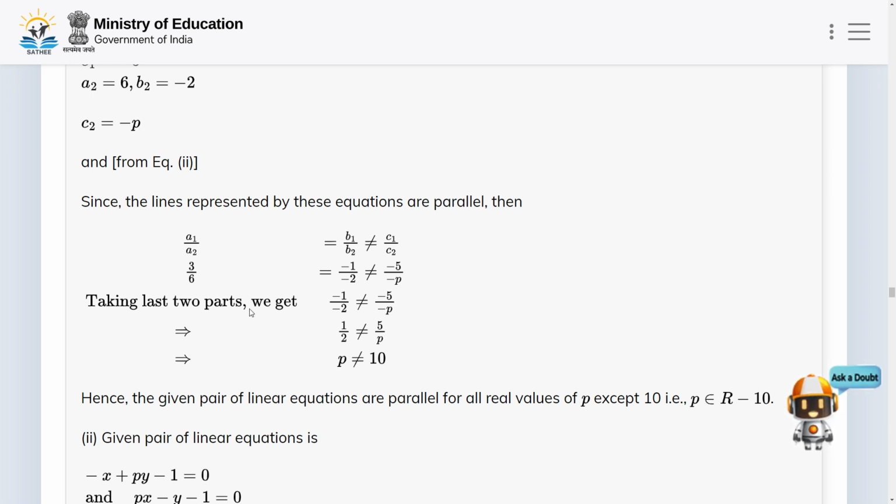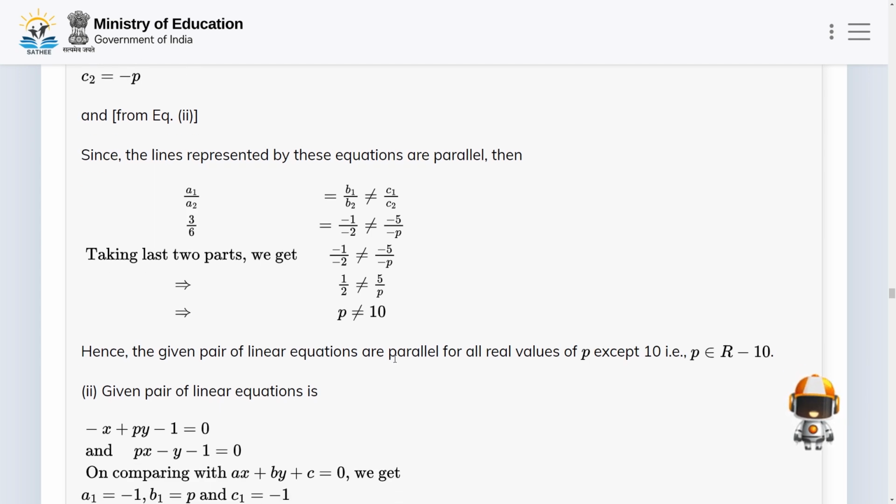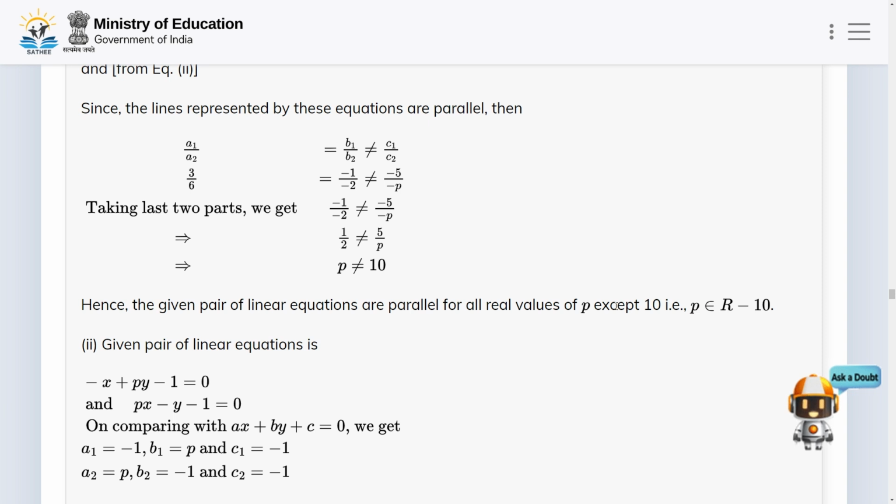And now taking the last two parts, we get -1/-2 = -5/-p, which implies 1/2 ≠ 5/p, and it implies 5p ≠ 10. Hence the given pair of linear equations are parallel for all real values of p except 10. That is, p belongs to R minus {10}.